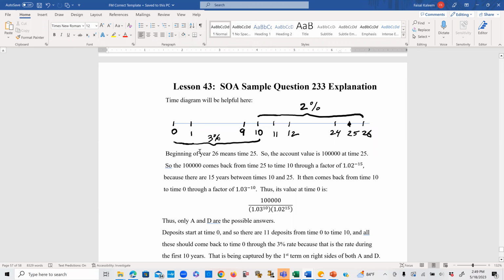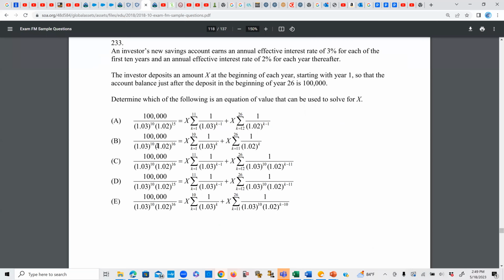So as we said, the beginning of year 26, that's when the last payment happens. The beginning of year 26 means time 25, because the 26th year is the one from 25 to 26, and the beginning of that year is time 25. So the account value is 100,000 at time 25. But if we look at the answer choices, it seems that they're trying to bring the account value to time zero. And so therefore, let's try to understand what the value of this 100,000 will be at time zero.